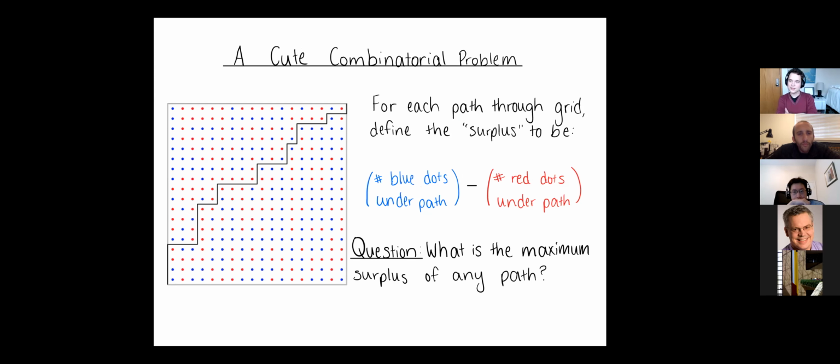And then let's consider some monotonic path through this grid, going from the bottom left corner up to the top right corner. And for any such path, we can talk about the surplus of the path, which is the number of blue dots under the path minus the number of red dots under the path. So it's the amount by which the blue dots under the path exceed the red dots. And the combinatorial question that we're interested in is: if each dot is randomly blue or red, and if you look at all possible monotonic paths through this grid, what's the maximum surplus of any such path?